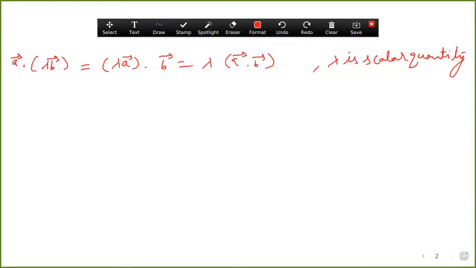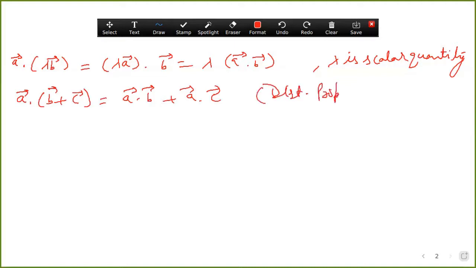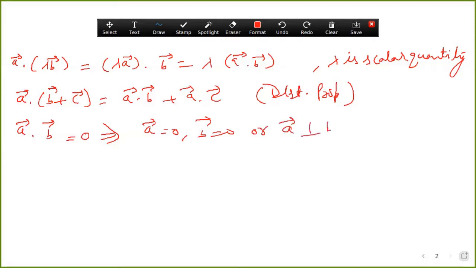And next one is A vector dot product with B plus C. I think you know this is the distributive property. Those who studied physics know about it. A vector dot B vector plus A vector dot C vector. And this is known as the distributive law or distributive property. If A vector dot B vector is equal to 0, what does this imply? This implies either A equal to 0, B equal to 0, or A vector is perpendicular to B vector.